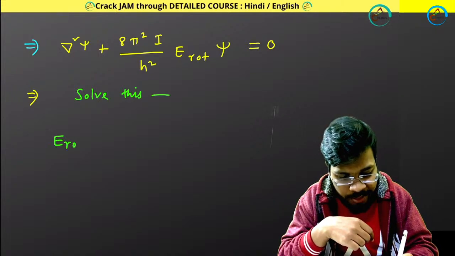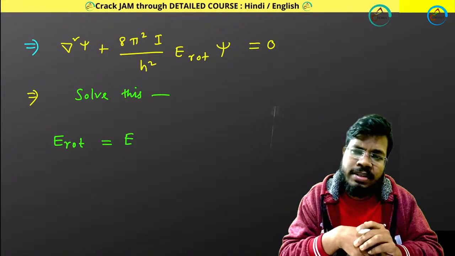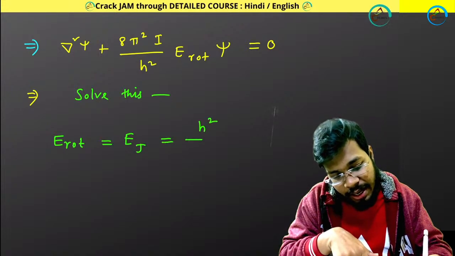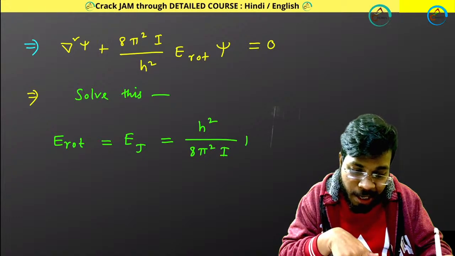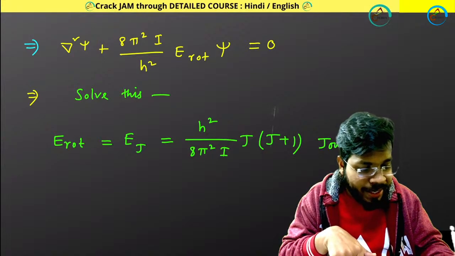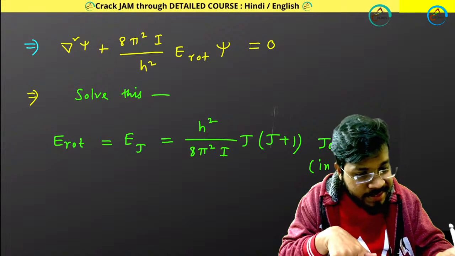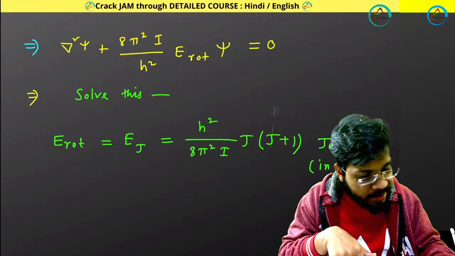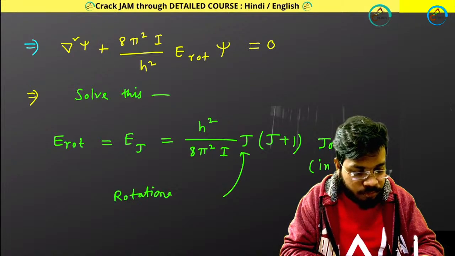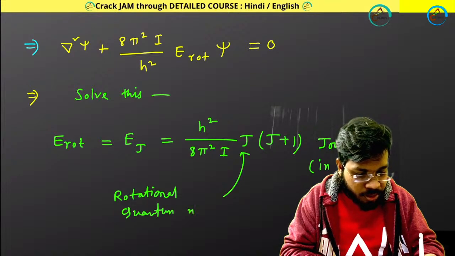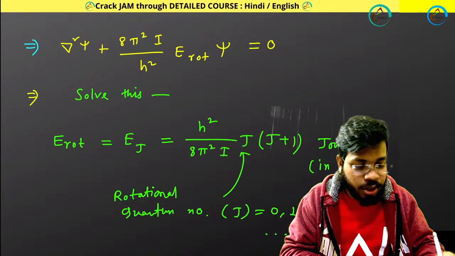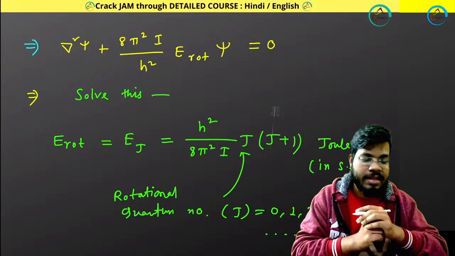Your E rot value, also represented as EJ, will be h square divided by 8 pi square I multiplied by J into J plus 1, and it is energy, so the unit will be joule in SI. This J is called the rotational quantum number, and J has values 0, 1, 2, 3, dot dot dot, integer values.